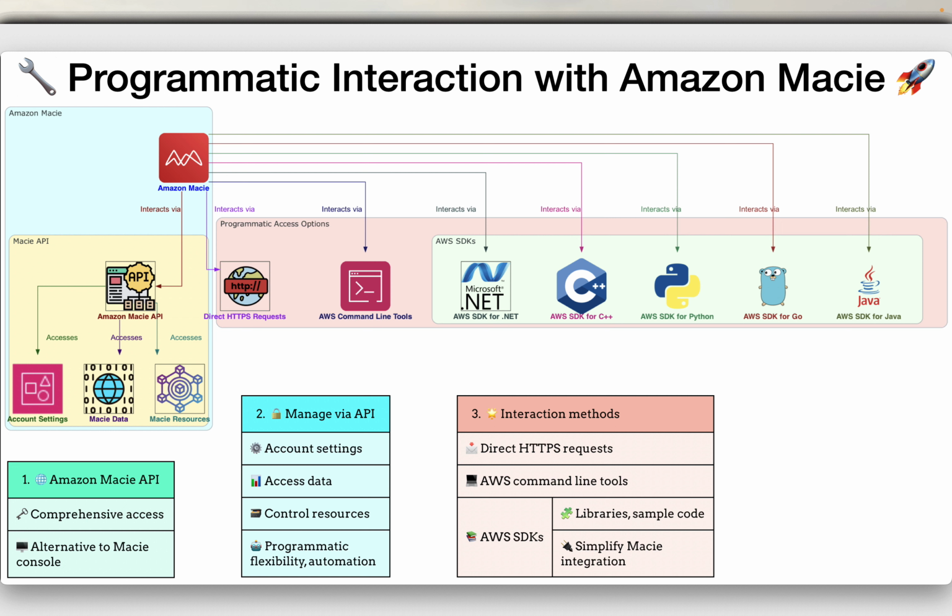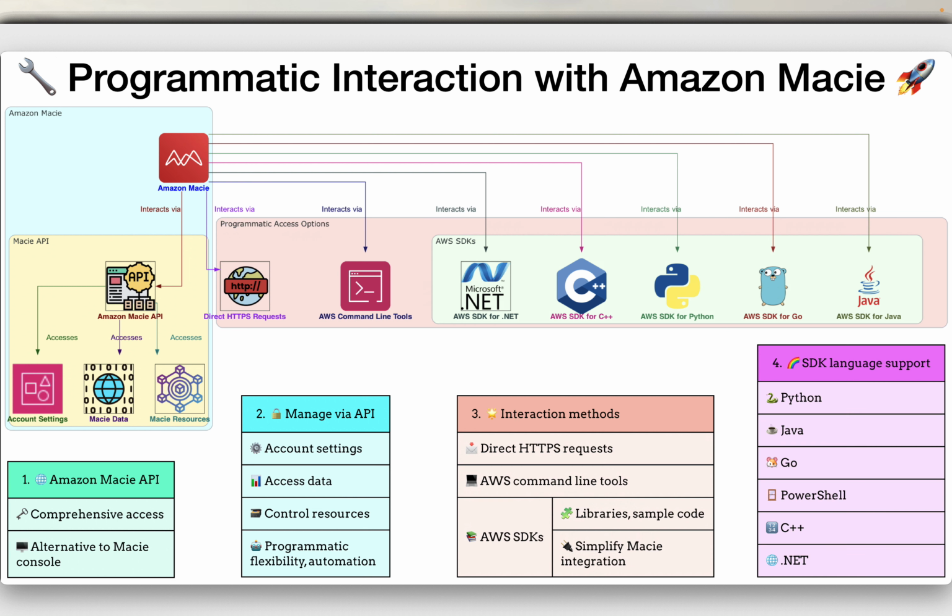Second, AWS command line tools can be used to interact with Macie from the CLI interface. Third, AWS SDKs, software development kits, provide libraries and sample code for various programming languages. And fourth, AWS SDKs support various languages, and these include Python, Java, Go, PowerShell, C++, and .NET.